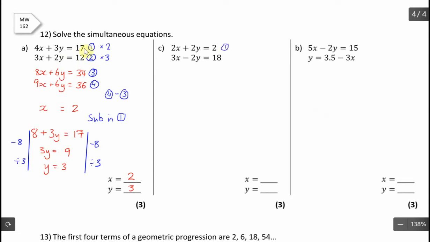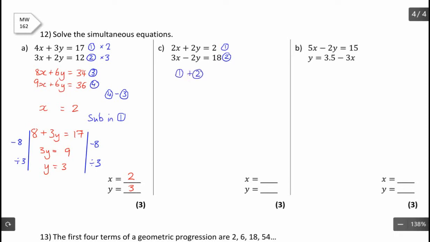Okay. Same method on the next one, label them 1 and 2, and already I can see that I have my y's the same. I've got a 2 there and a 2 there. It doesn't matter that one's positive and one is negative. The only difference with this is that we are going to add them together.